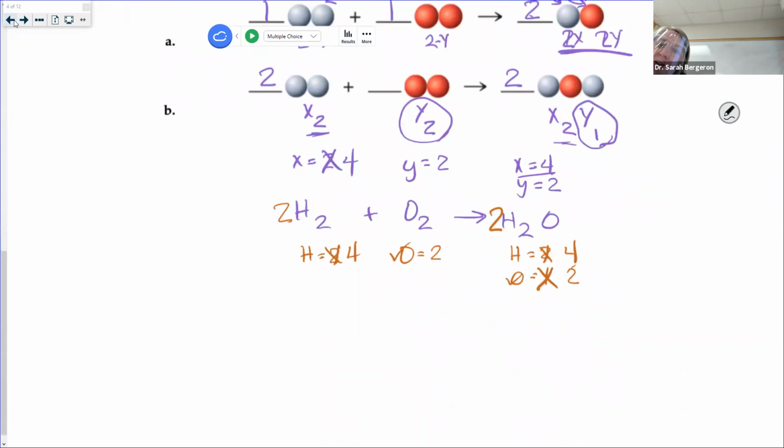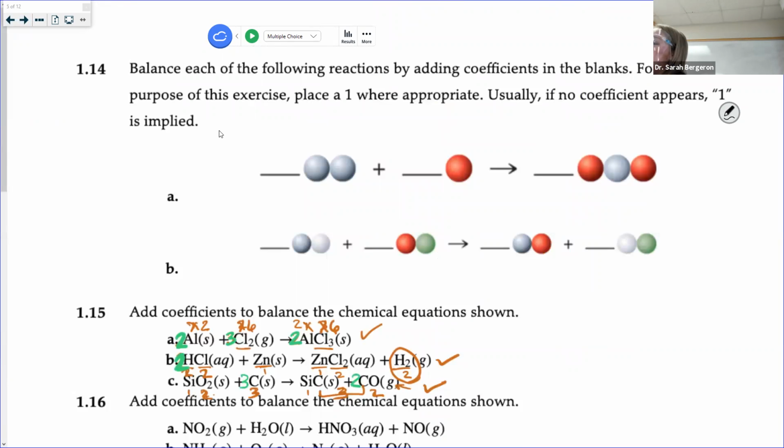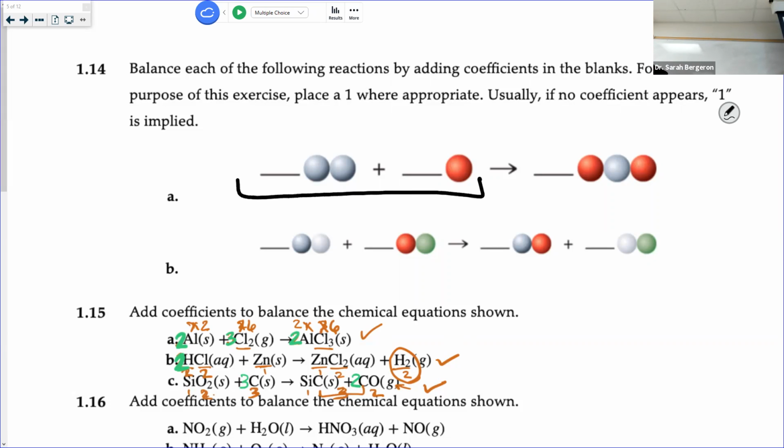All right, so now one of my favorite things, balancing chemical equations. Love balancing chemical equations. We're going to look first at a pictorial representation of a chemical reaction, and then we're going to do it like we normally do it. So look at A. In A, we have silver spheres and red spheres, right? When we look at any given chemical reaction, we have stuff on the left and stuff on the right of the arrow.